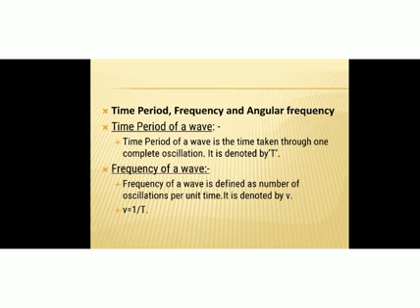Now let's become familiar with some parameters in a wave: time period, frequency, angular frequency, and so on. What do you mean by time period of a wave? Time period of a wave is the time taken for one complete oscillation. That means the time taken to complete one wave. It is denoted by capital T. Frequency of the wave is defined as the number of oscillations per unit time, and it is denoted by nu. Okay, it's not V, it's nu. So frequency nu is the reciprocal of time period, and it is 1/T.